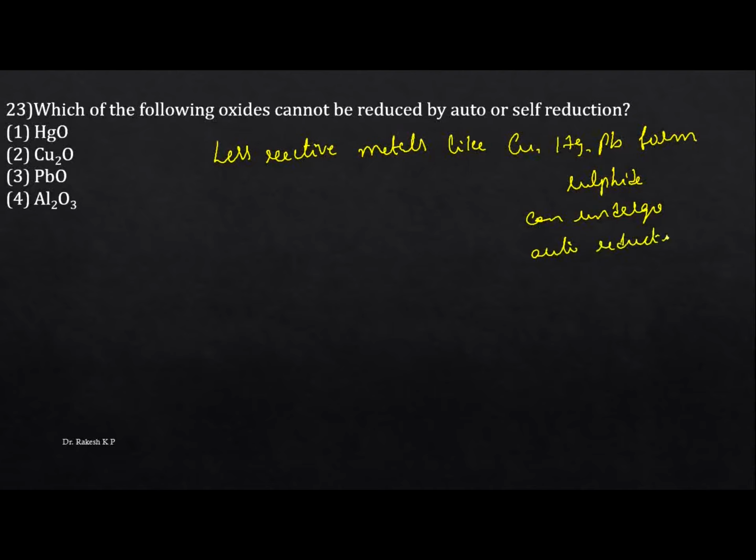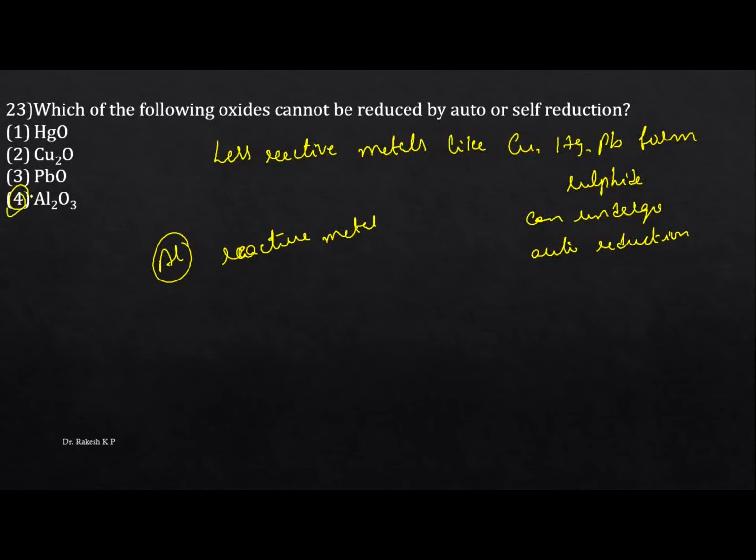So that means the less reactive and the more reactive. Just identify here: the most reactive among these will be aluminium. So aluminium is a reactive metal, hence it cannot be reduced by self reduction. Hence in this case the option is the fourth one.